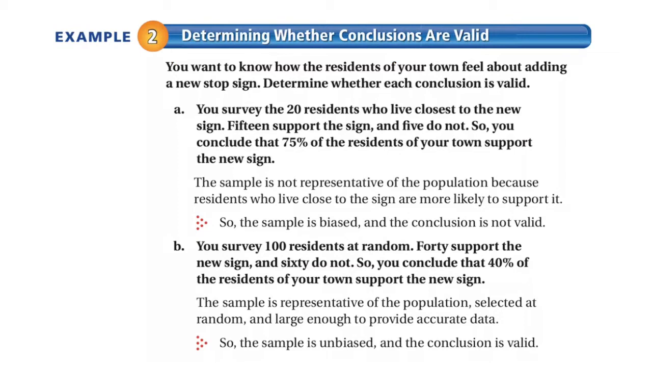B, you survey 100 residents at random. 40 support the new sign and 60 do not. So you conclude that 40% of the residents of your town support the new sign. The sample is representative of the population and selected at random, which is key. A large enough population for accurate data. So the sample is unbiased and the conclusion is valid.